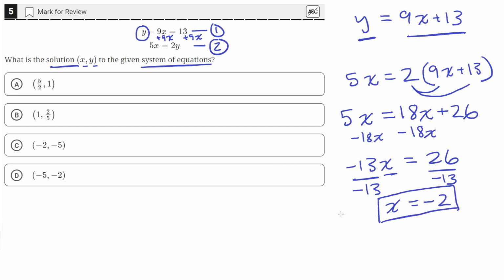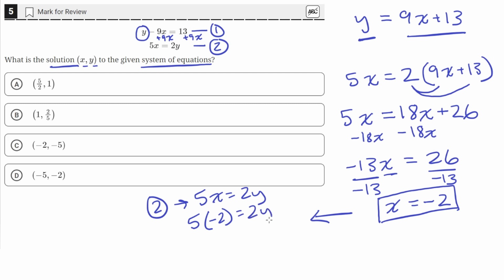And we can plug this into equation 2. So equation 2 says that 5x equals 2y, but we know that x equals negative 2. So we can plug that in for the value of x here. So 5 times negative 2 equals 2y. So 5 times negative 2 is just negative 10 equals 2y. We can divide both sides by 2, and that gives us that y is equal to negative 5.